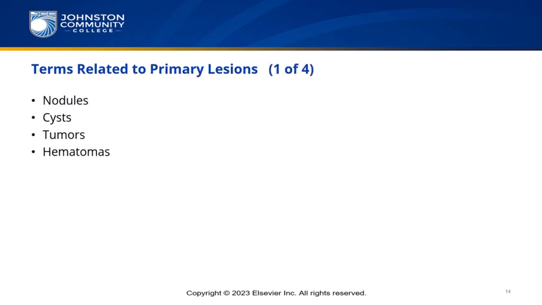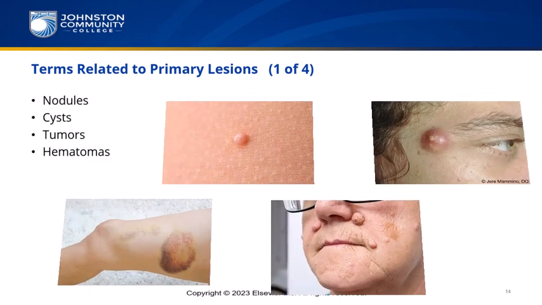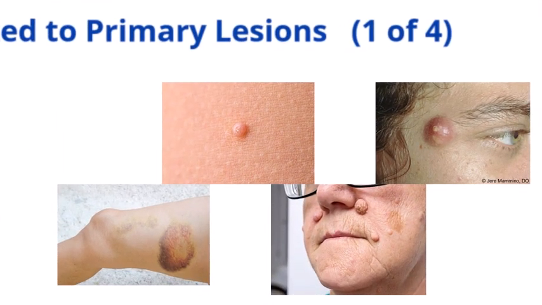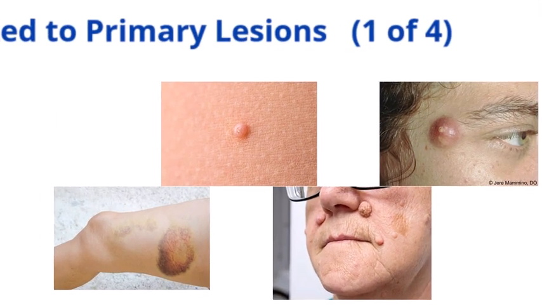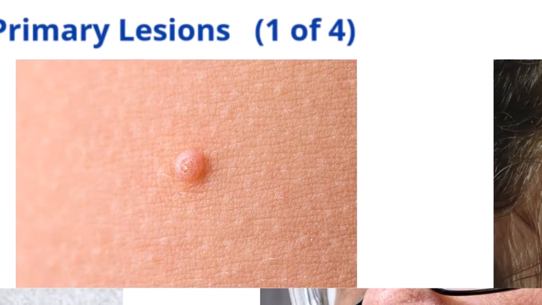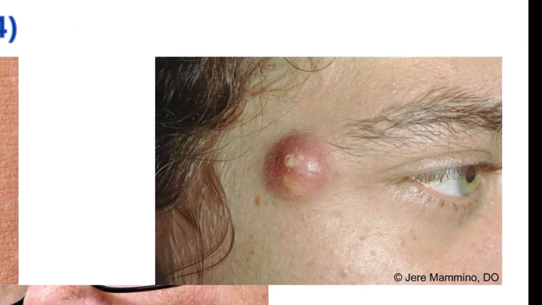Let's discuss the differences between these terms. So first you'll see nodules, which are palpable, meaning you can feel them. They are solid lesions, for example, a lipoma. Cysts are nodules that are filled with a semi-solid material, like a keratinous cyst is also called a sebaceous cyst. Remember, sebum is our oil.